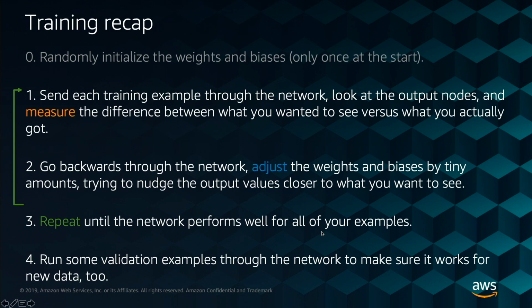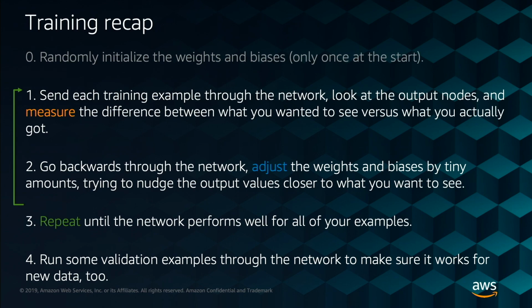So we randomly initialize the weights. We send each training example through the network and measure what the difference is between what we wanted. So this works really well for labeled data. Obviously, if you don't have labels, this is not a technique that will do so well. There are other techniques you can use.